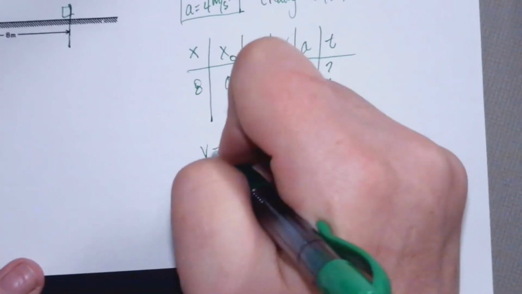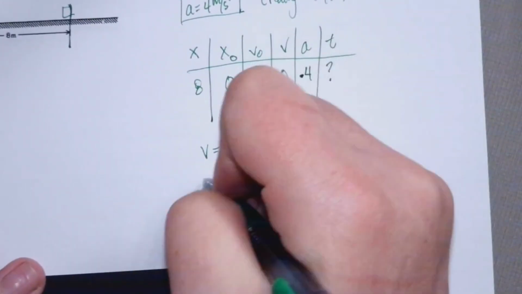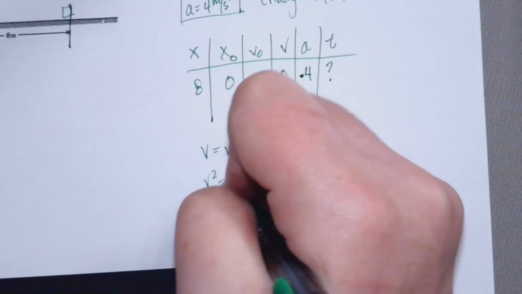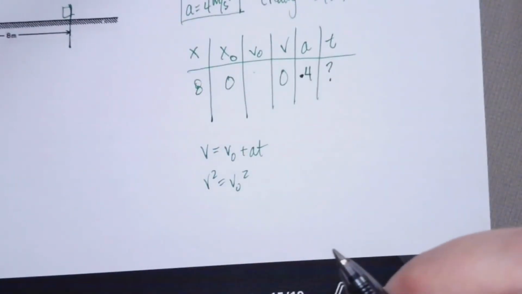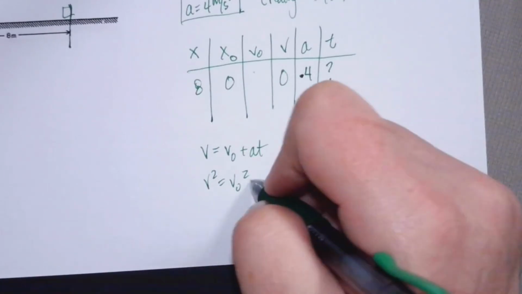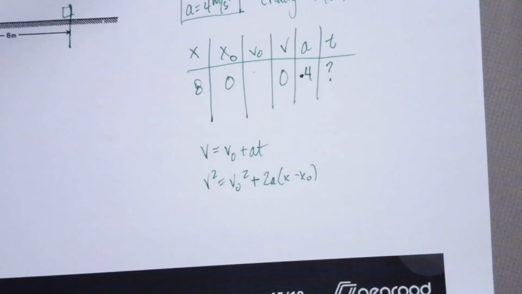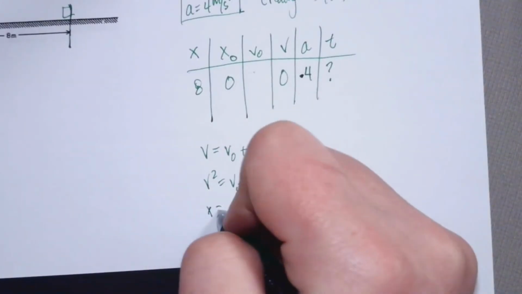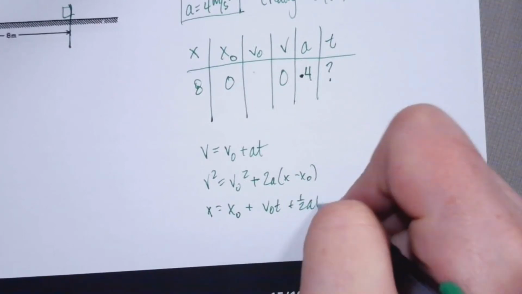All right, so let's write it out because this is a little tricky. V equals v naught plus at. V squared equals v naught squared plus 2a times x minus x naught. And then we've got x equals x naught plus v naught t plus 1/2 at squared.